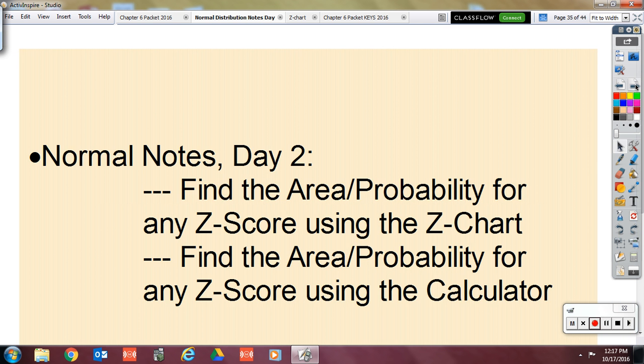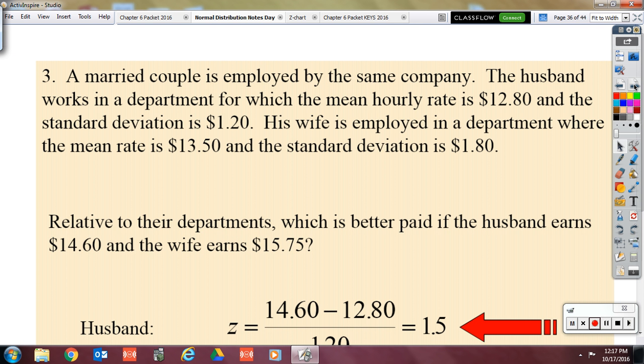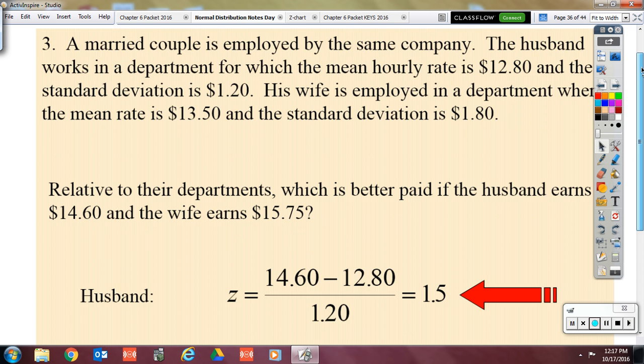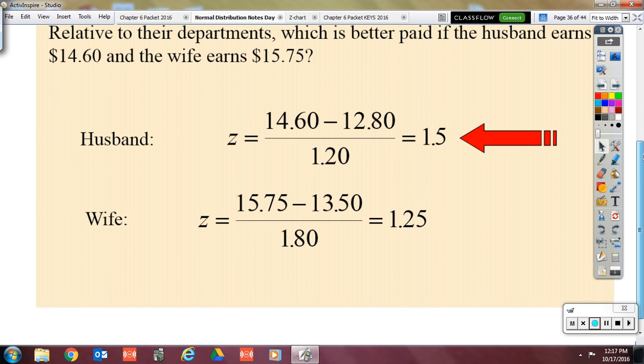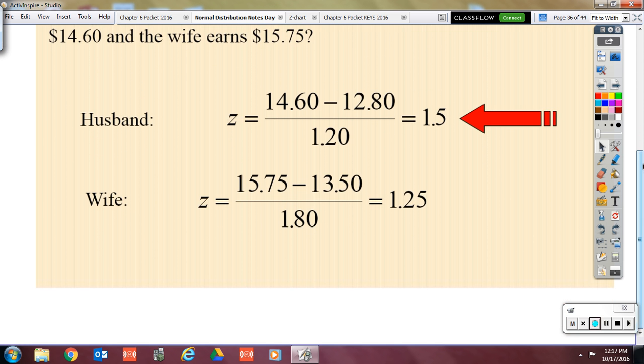If you turn over to, I think, page 9 or 10 in your packet, it starts the next set of slides. It also has the answer here. So the z-score that we had gotten for the husband was what? 1.5, good. And then for the wife, 1.25. So even though she makes a better grade, the husband is actually higher up in his respective department. Okay?